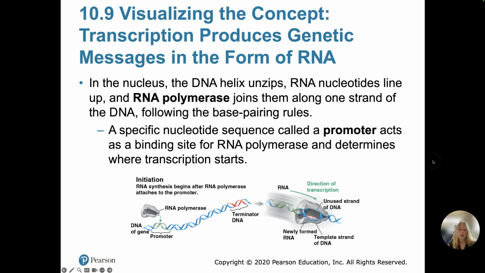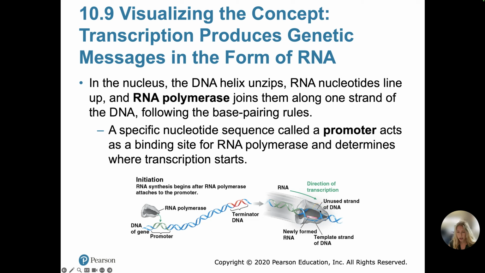A specific nucleotide sequence called a promoter, shown right here, acts as a binding site for RNA polymerase and determines where transcription starts. So a gene needs a promoter in order for transcription to start. If we take a look at this figure, we have the DNA double helix here. We have the RNA polymerase enzyme coming in. It will bind to the promoter.